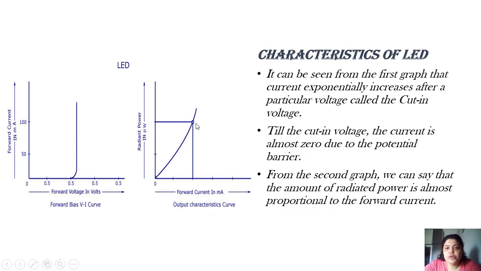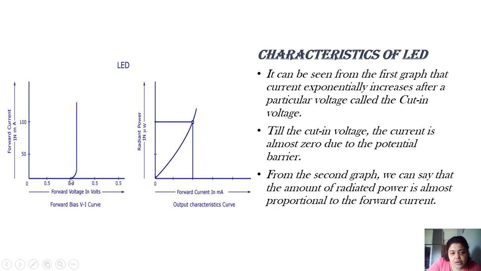Now let us move on to the characteristics of LED. Like the earlier diodes we've discussed, the characteristics we'll be discussing. LED has an additional characteristic. Here we will be discussing forward current versus forward voltage. So voltage is shown in volts and current is shown in milliamperes. Just look at this graph. You can see that the current is negligible for a certain amount of voltage.